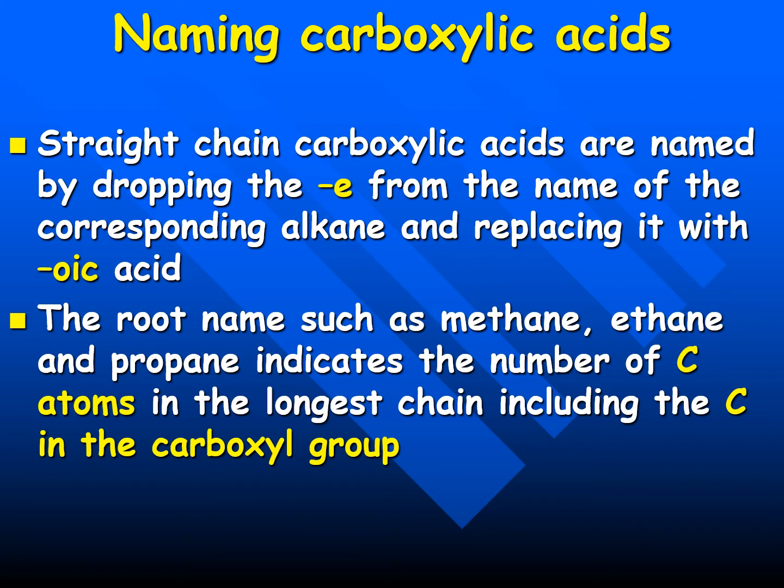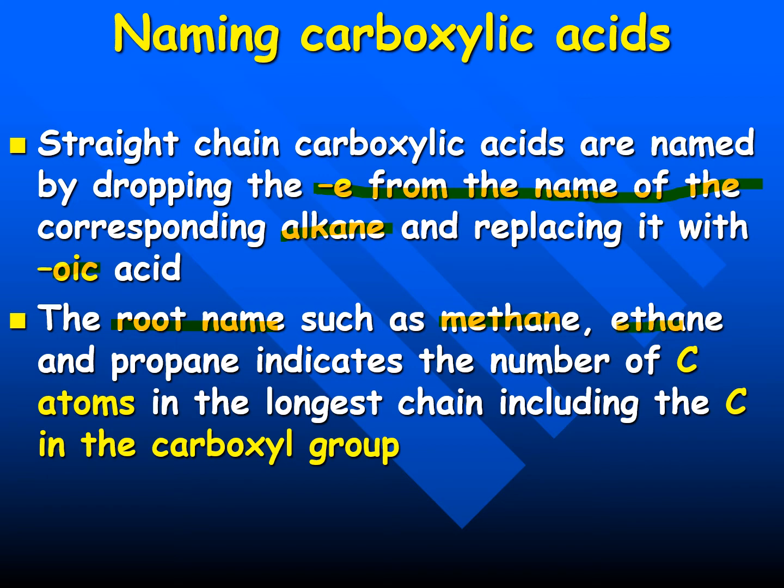Naming carboxylic acid. Straight chain carboxylic acid are named by dropping the E from name of the corresponding alkane. For example, we have methane and replacing with the oic, OIC. So methane, methanoic, propane, propanoic. Tu macam tu nama dia. The root names such as methane. Methane tadi saya guna methane.